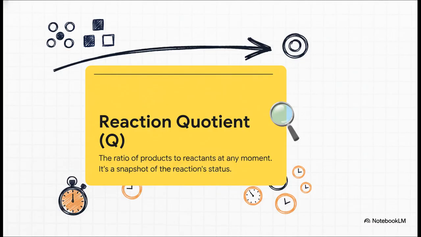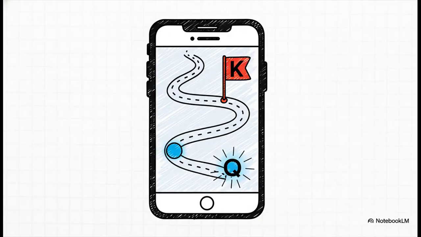Now, here's the kicker. It's calculated with the exact same formula as K, products over reactants. The crucial difference, though, is that Q is a snapshot. It's that same ratio, but measured at any point in time, whether the reaction just started, is halfway done, or maybe has even gone too far. So let's be super clear. K is the fixed destination. Q is that little blinking blue dot on your phone's map. It is your current location, telling you the state of your reaction at this very second.